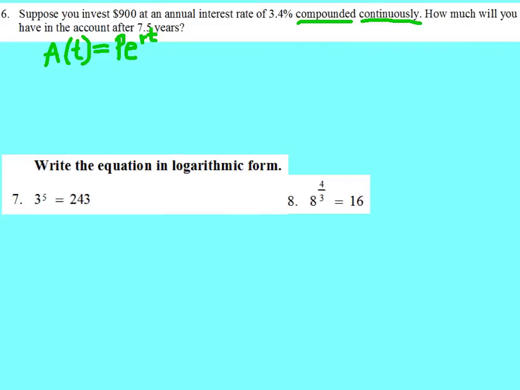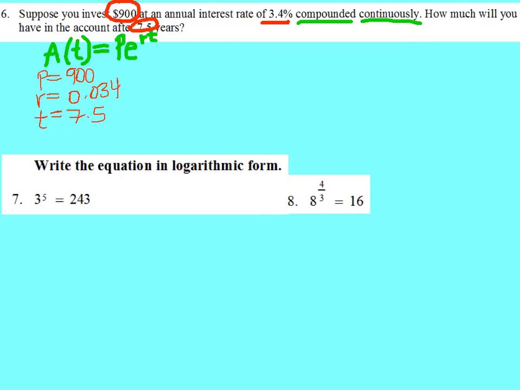And some things I want to notice, it says 900, says an annual interest rate of 3.4%, and it says 7.5 years. Alright, so I want to identify what each of my variables stand for. My P is my principal amount, or my initial amount, so 900. e is just e, I'm going to use that letter in my calculator. r stands for my rate, so my interest rate is 3.4%, and moving my decimal twice to the left, I get 0.034. And t stands for my time in years, and we have 7.5 years.